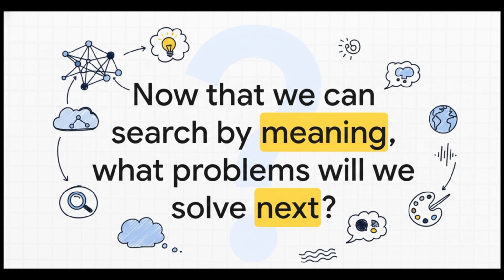For decades, we've taught computers to think in neat rows and columns, but now we're finally teaching them to understand nuance, to understand meaning. So the real question isn't just what problems will we solve next. It's what entirely new forms of creativity, of discovery, become possible now that our machines can finally understand, not just our words, but what we truly mean.